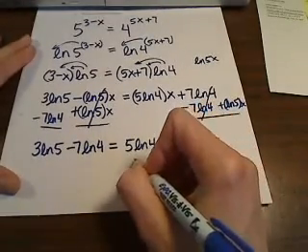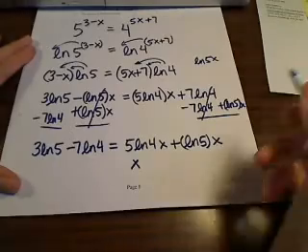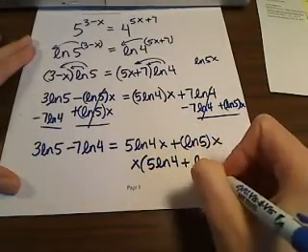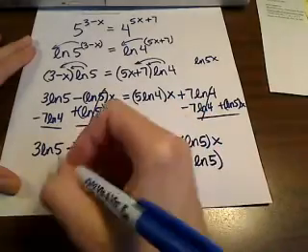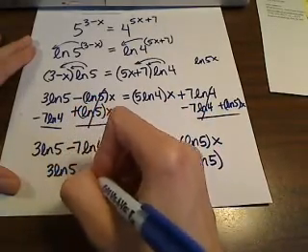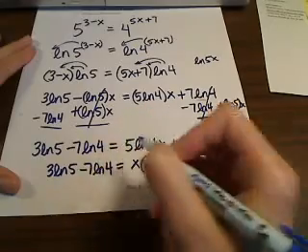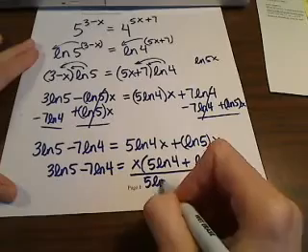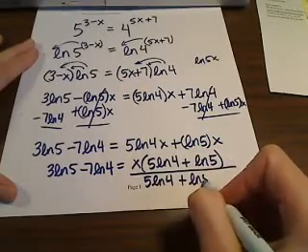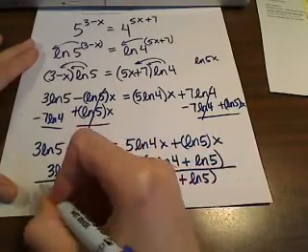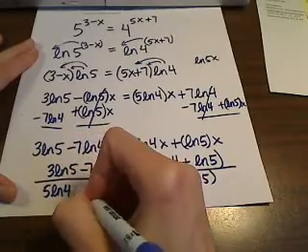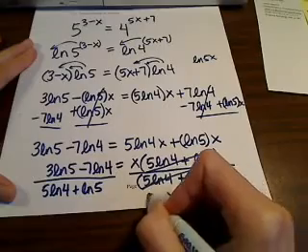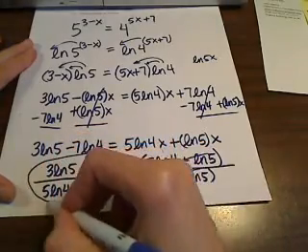Okay, so what I'm going to do now is factor out the x. So I'm going to get 5 times the ln of 4 plus the ln of 5, and that's equal to my stuff over here. And we'll get a number for all of this at the end. And then I'm going to divide by this 5 ln of 4 plus ln of 5. Okay? Okay. So we end up with x equals this stuff right here.